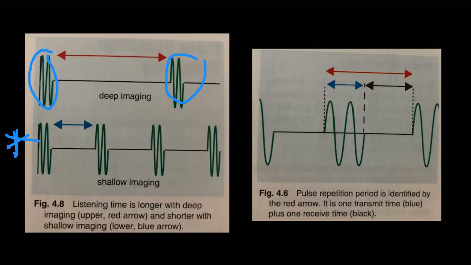Now, if we look at our picture on the right side, this is showing everything that we've learned up until this point all together. So the blue arrow is showing our pulse duration, okay? The amount of time, if we're given time on this axis, the blue arrow is our pulse duration. Our black arrow is our receiving time or our listening time, and the red arrow is both of them together, pulse repetition period. So the red arrow is going from the start of this pulse to the start of the next pulse.